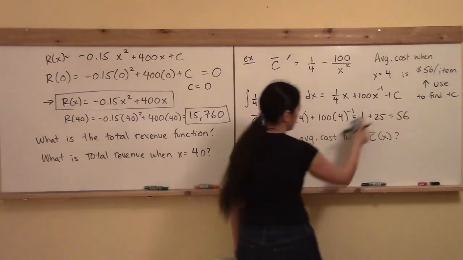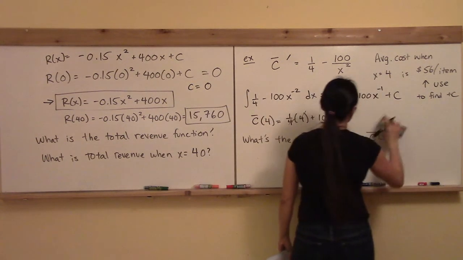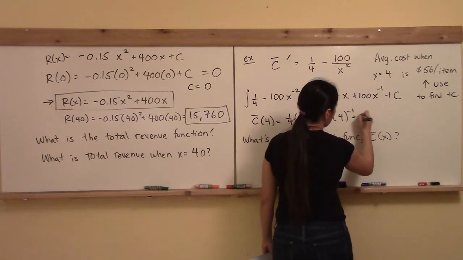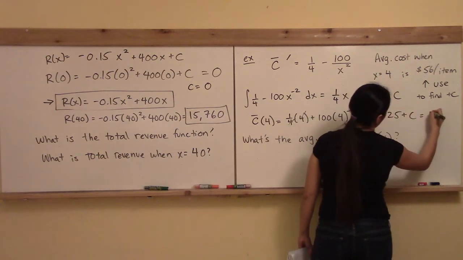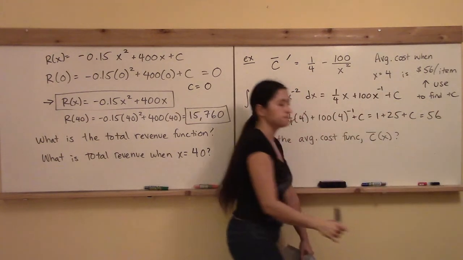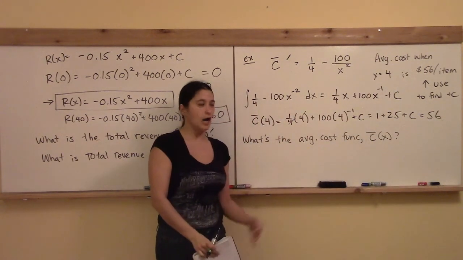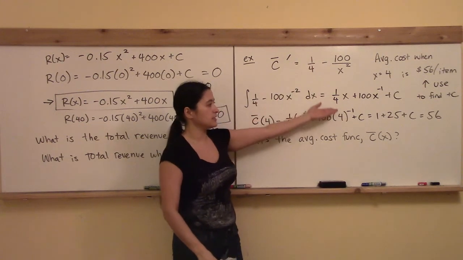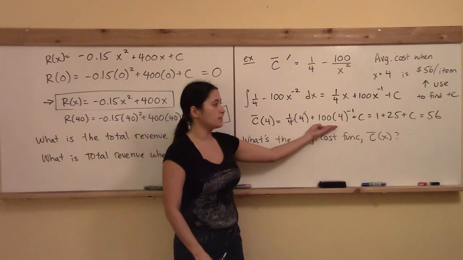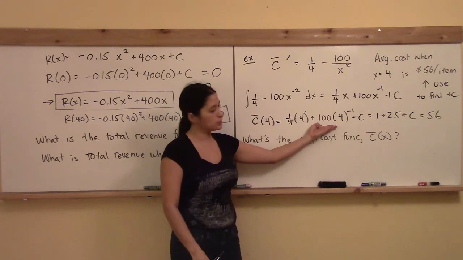Oh, sorry, I forgot the plus c. So really I should be writing right here plus c. And that's 1 plus 25 plus c has to equal 56. Okay, so do you see how I'm taking the initial value that I must have been given and using it to help me find what the value of the constant of integration is?